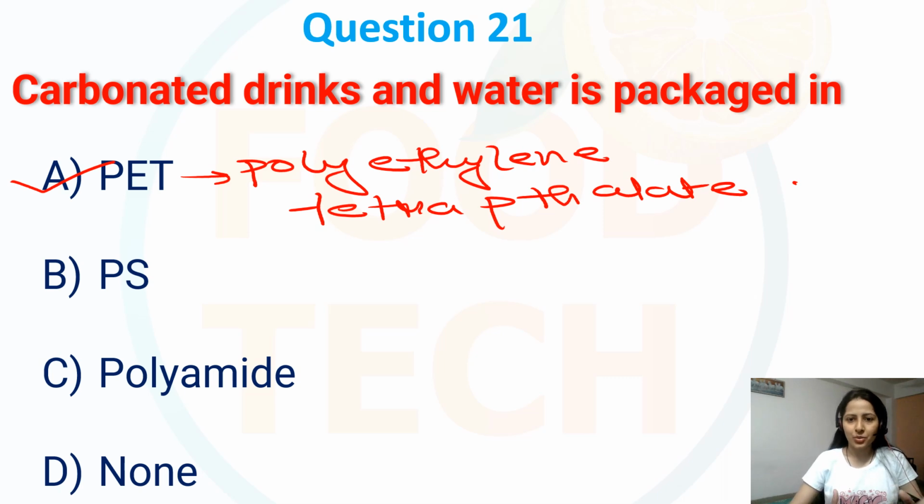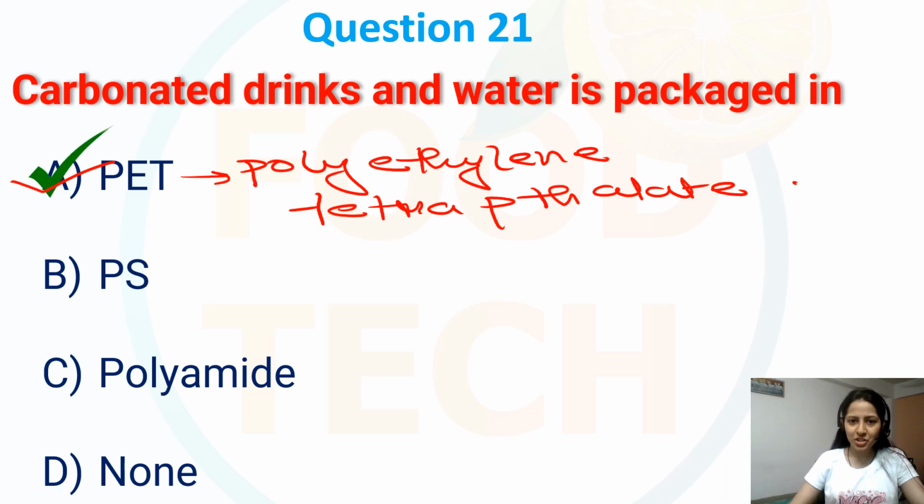Okay, so actually this PET, it is a lightweight, durable, transparent plastic material. That is why it is commonly used in the packaging industries, because it acts as an excellent barrier. Actually, it has excellent barrier properties, resistance against the carbonation pressures. That's why this PET plastic has been used. So over here my correct option is A.